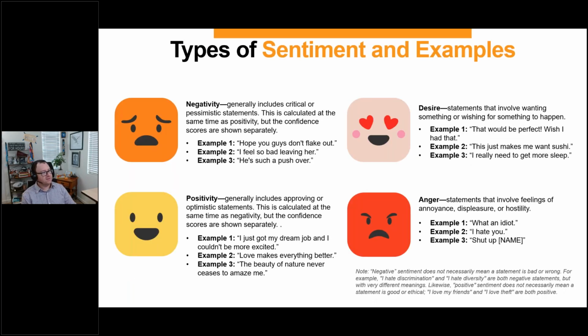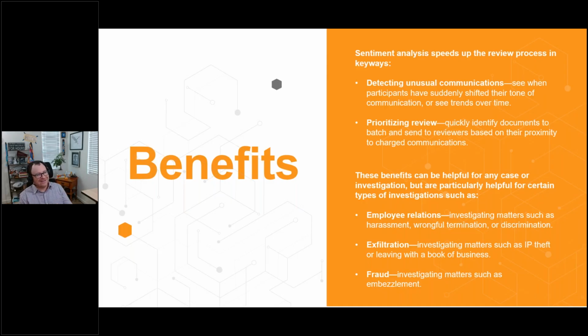There are four different types of sentiment: negativity, positivity, desire, and anger. Negative: "He's such a pushover." Positivity: "I just got my dream job and I couldn't be more excited." Desire: "That would be perfect. Wish I had that." I won't read off the anger ones. I think everybody can get a general idea of what that is without me reading off a negative one.